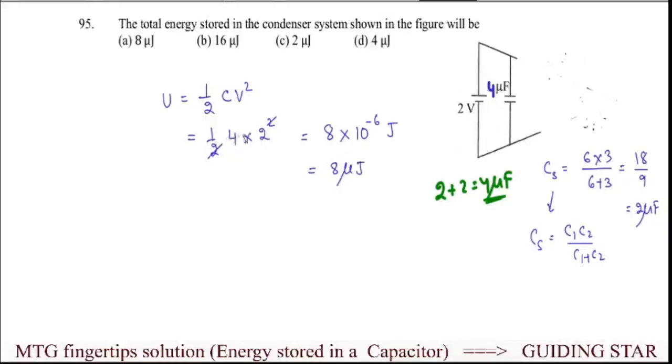So that's why I have not written the 10 to the minus 6 over here, because we know that after multiplication we will get the result in terms of microjoule. Clear? So option A is given the answer. That means option A will be the correct one.